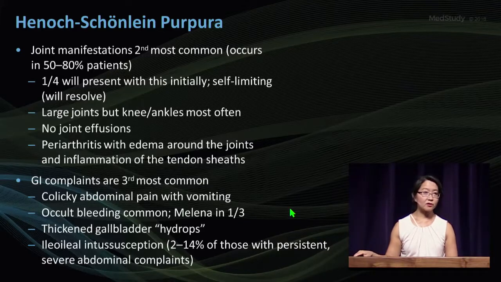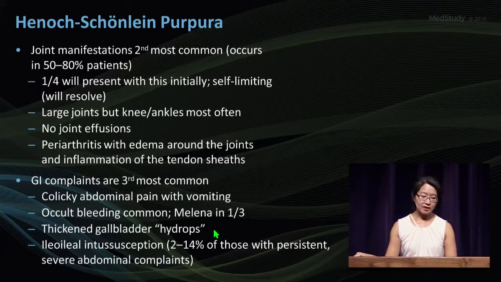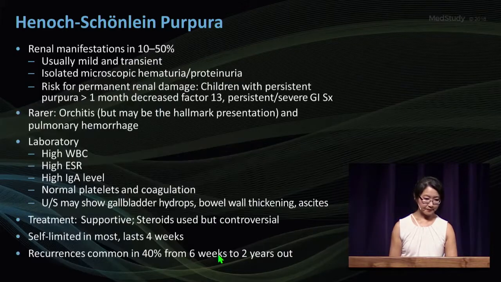GI complaints are the third most common. These patients can have colicky abdominal pain with vomiting. Occult bleeding is common, and melena can occur in about a third of patients. Patients can also have gallbladder hydrops, or a thickened gallbladder on ultrasound. If they have abdominal pain, go ahead and get an ultrasound. You might see the gallbladder being thickened, but also ileo-ileal intussusception. This can present in about 2 to 14% of cases.